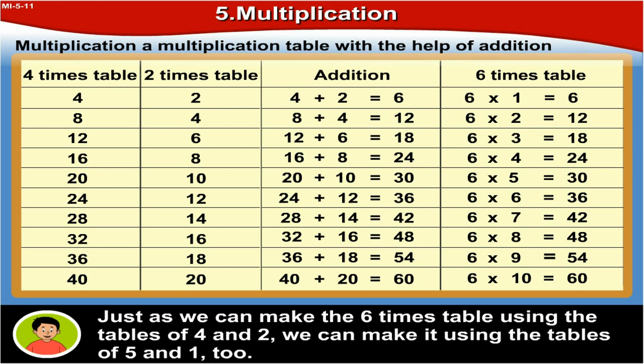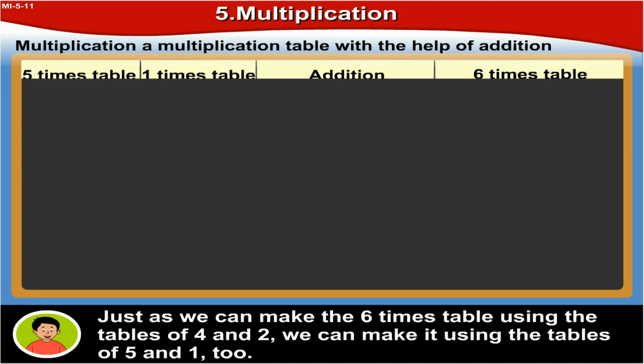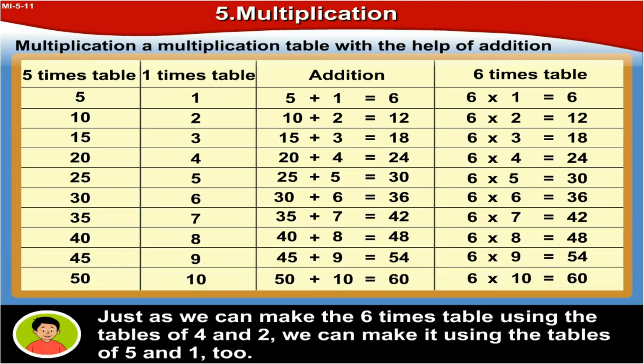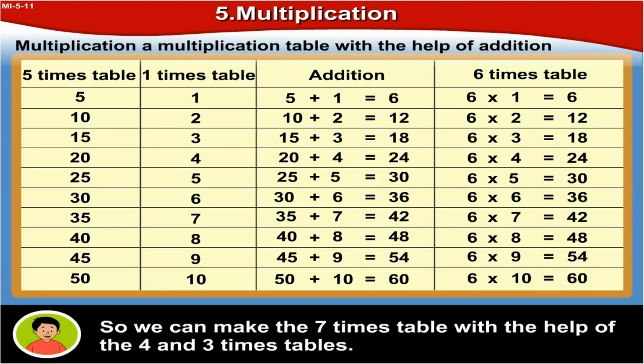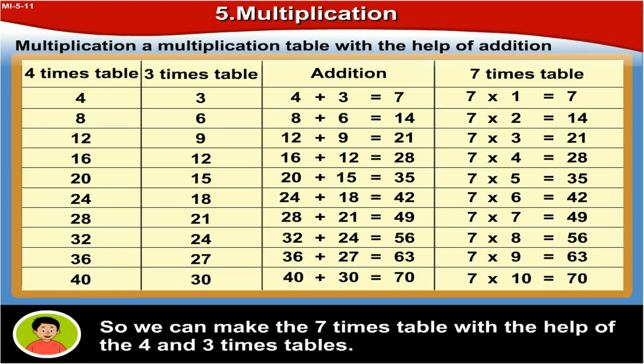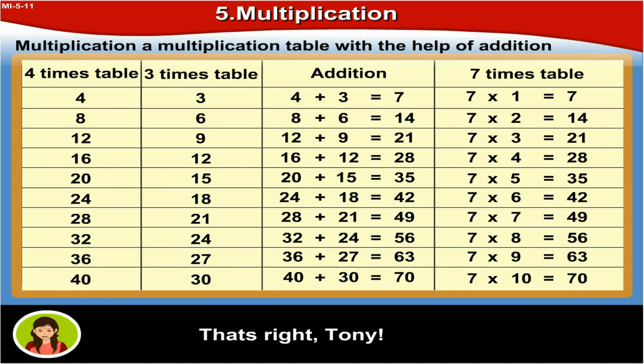Just as we can make 6 times table using the tables of 4 and 2, we can make it using the tables of 5 and 1 too. That's right. We can make a new table using 2 tables that we already know. So, we can make the 7 times table with the help of 4 and 3 times table. That's right, Tony.